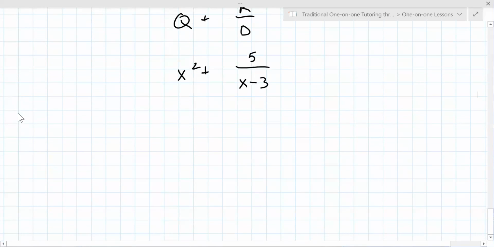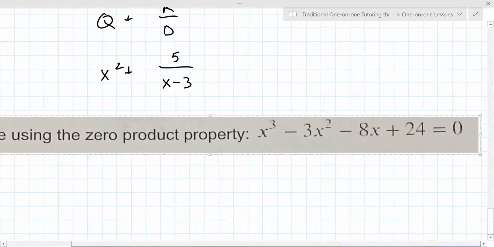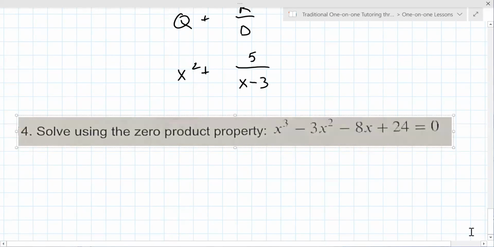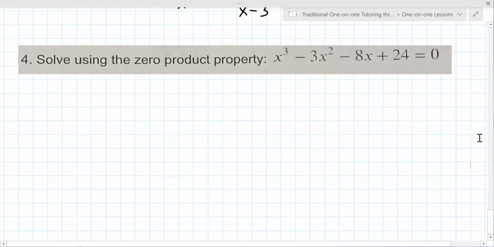I ask because I want to tell you how to do these, and there's other things in play if these are not exact. So this is solve using the zero product property. All that means is you need to get this factored first, factored form.